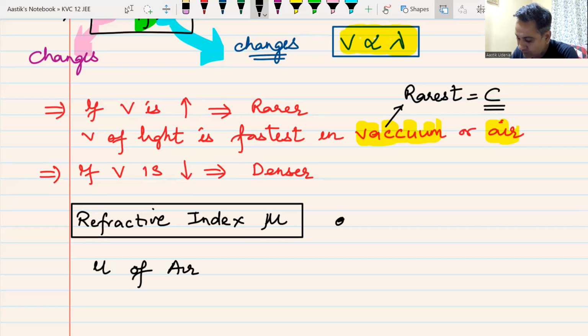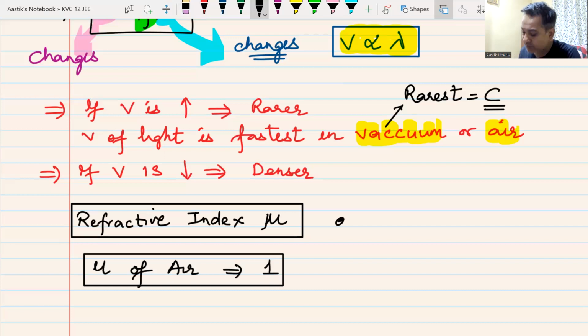The refractive index of air or vacuum is taken as 1. Do we understand this? Everyone knows this. I'm just going through this. The refractive index of air or vacuum is taken as 1.